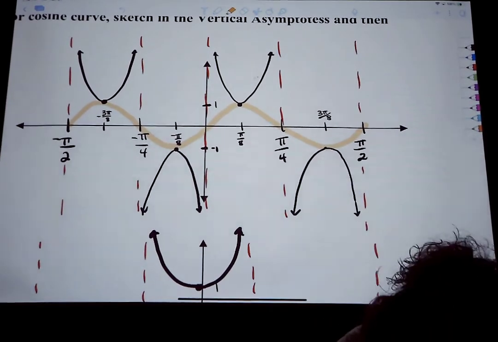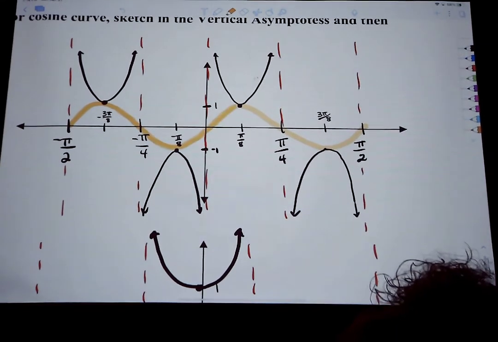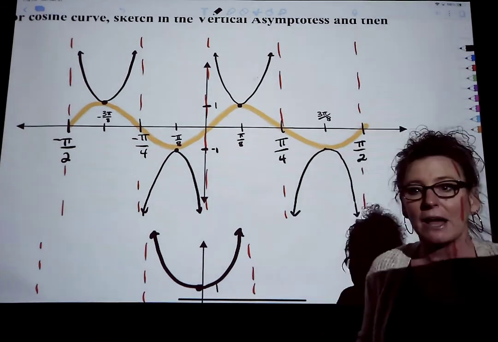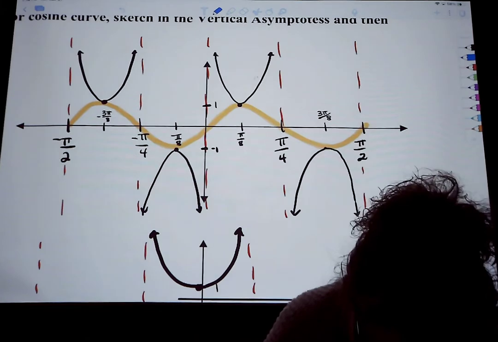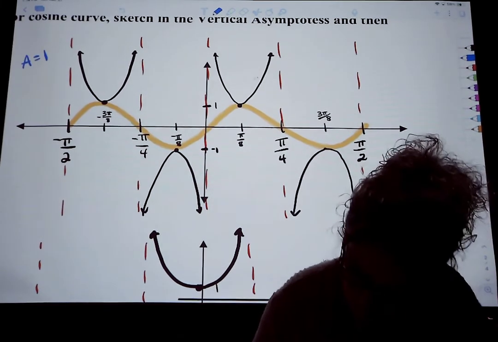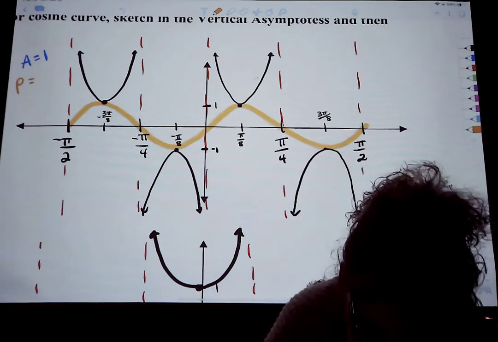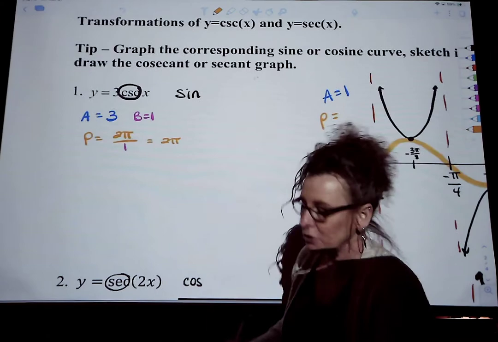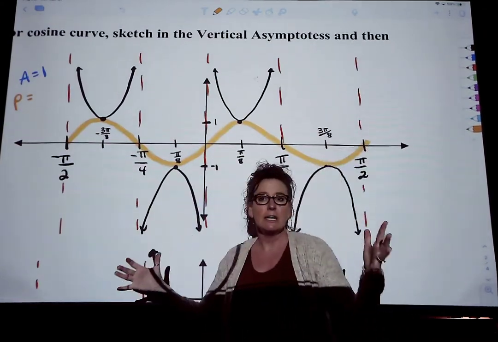Okay, so you're looking at the orange graph. Can you give me the amplitude for the orange graph? Don't look at the black graph, look at the orange graph. What's the amplitude? Good job, amplitude is 1. Don't give me the b value. You get the b value from the equation. Look at the graph. Give me the period of a graph.